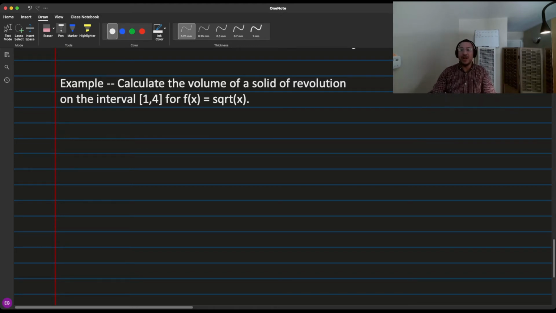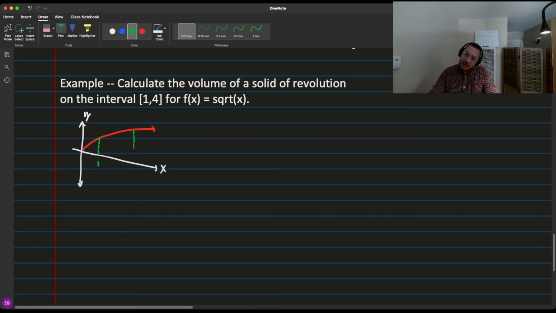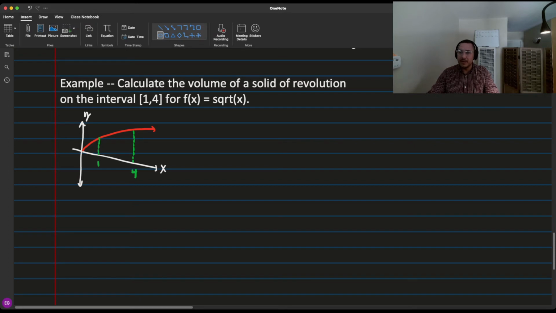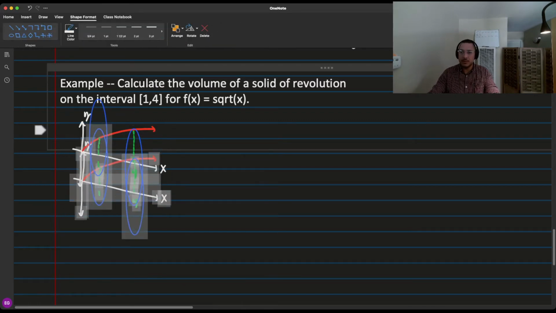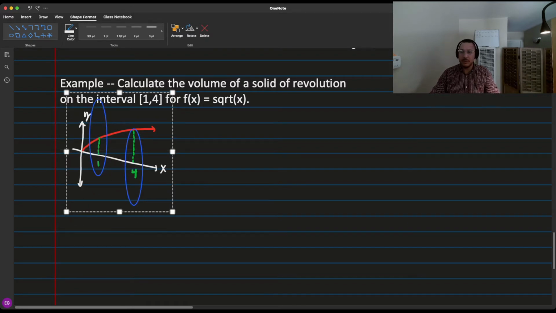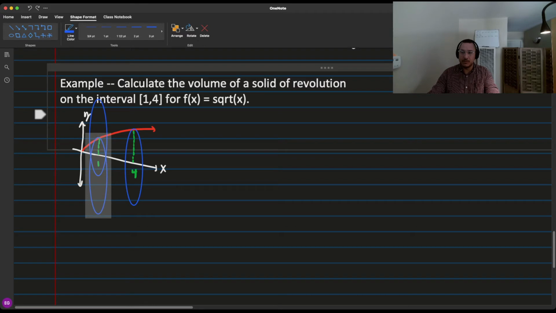So, let's just draw the picture. What does this look like? Oops, I can't draw a straight line. Here's our y-axis. Here's our x-axis. The square root function looks something like this. We're going from 1 to 4. Let's revolve it around. Boom. Okay, not what I wanted. I wanted to move that one. There we go.